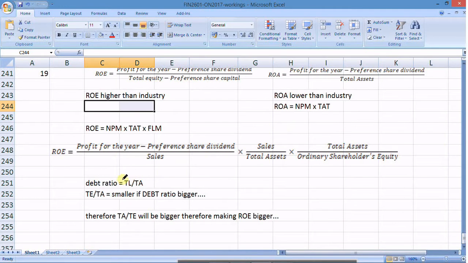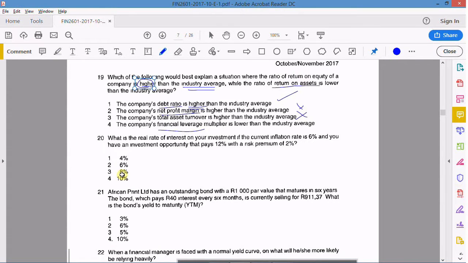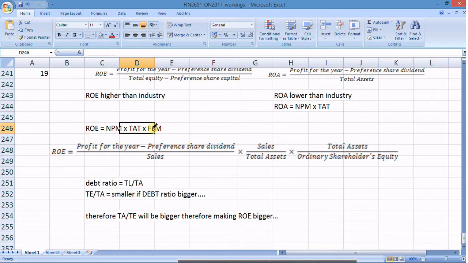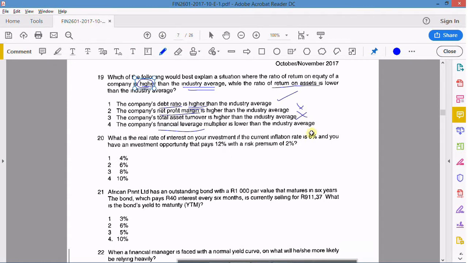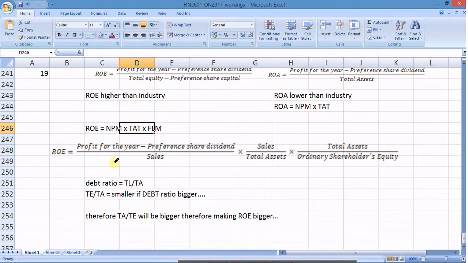If the financial leverage is lower, then that means this is smaller, then it'll make that smaller. It's wrong. Yeah, it's option 1. I think it's a repeat question. It looks very similar. It does.